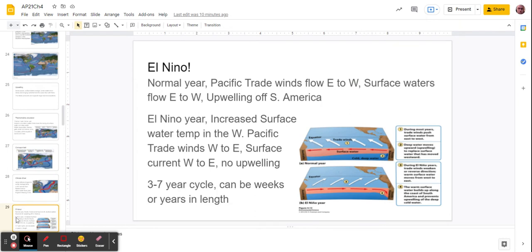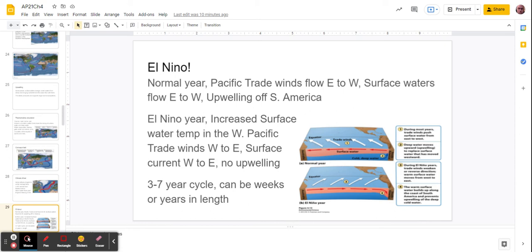Then there's El Nino. So El Nino is a huge climactic driver. In a normal year, the Pacific trade winds flow from east to west, and the surface waters flow from east to west. They well up off of South America, and they cut across the ocean over towards Indonesia and Australia and all that. In an El Nino year, you get an increased surface temperature off the western Pacific. And I know in my mind, I had to wrestle with the idea that we are the western Pacific. We're on the west side. Okay, America is the west side of the Pacific. Over here is America. We're on the west side. So there's a warming of the western Pacific.